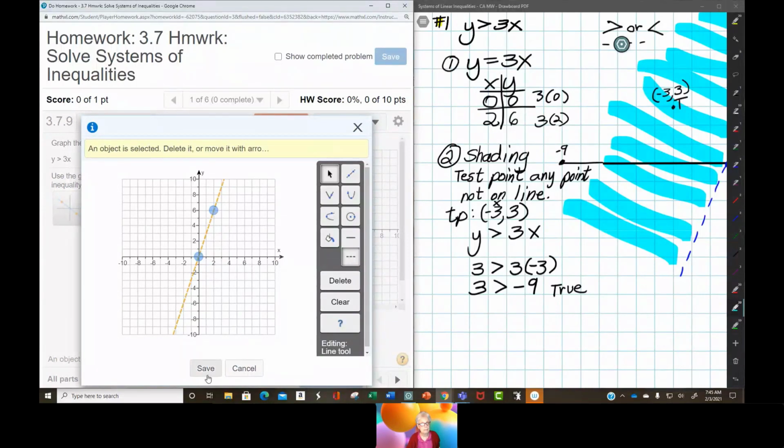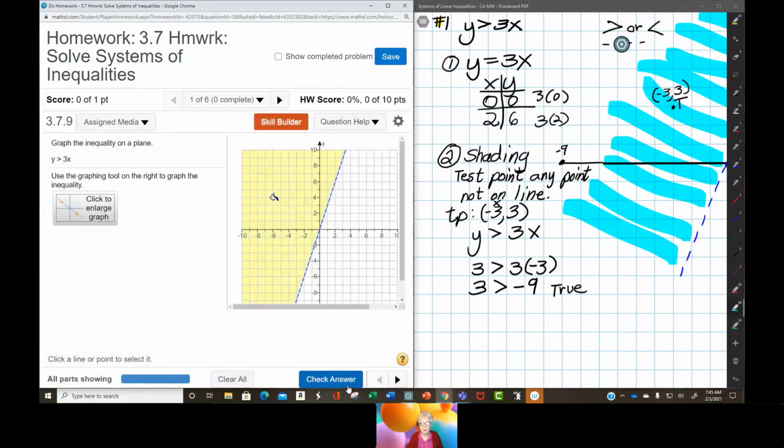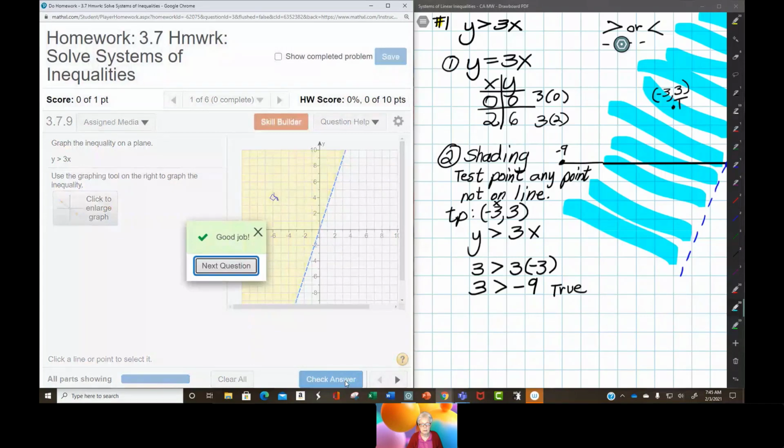Now, I'm not done. Normally you would just hit save. You have to shade on one side or the other, and I know what side I'm going to shade on. So here's a paint bucket. I drag my paint bucket over here to the side I want to shade on, and then I click. Now I'm going to save. Then I'm going to check answer. And that's how you do this. This is what makes a linear inequality different from just graphing a straight line.